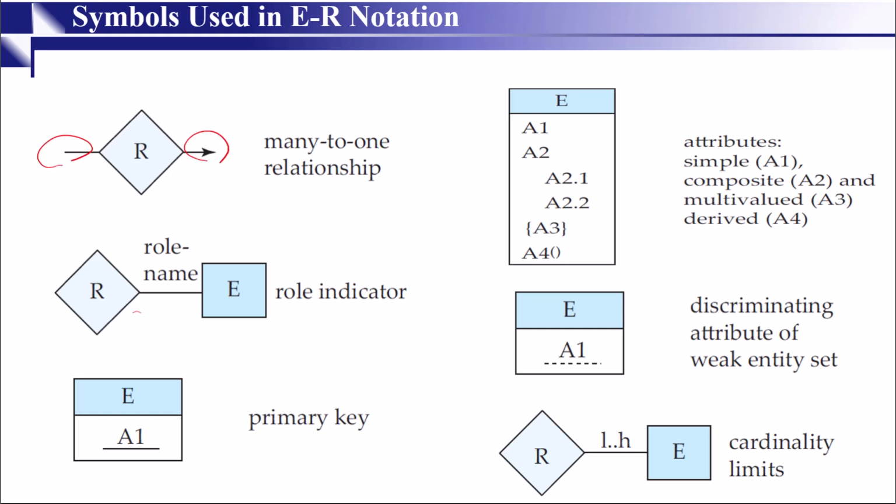This is for role indicator. This is for primary key. These are for attributes, discriminating attributes of weak entity set. And this is for cardinality, one to one, one to many.